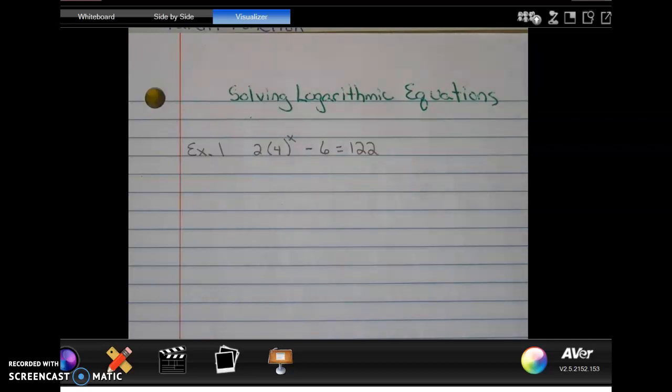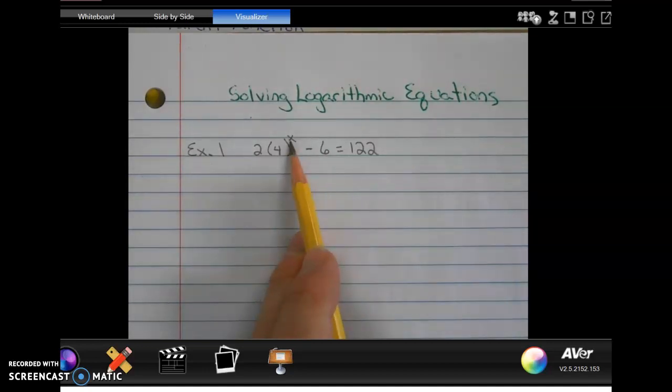Solving logarithmic equations. I'm going to show you a couple different ways of solving a logarithmic equation. First of all, let's look at example 1. We're trying to solve for x.